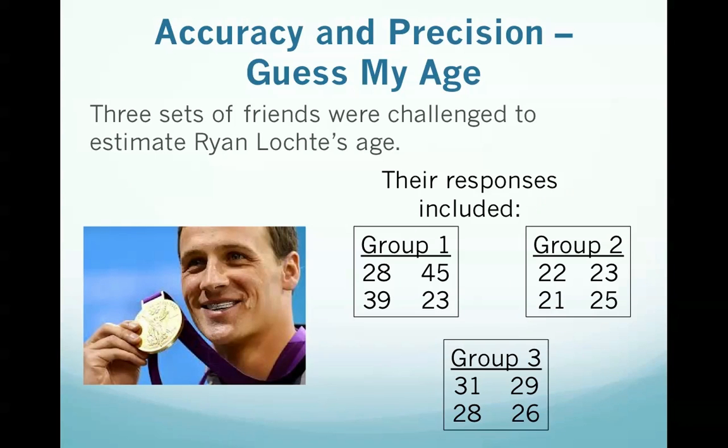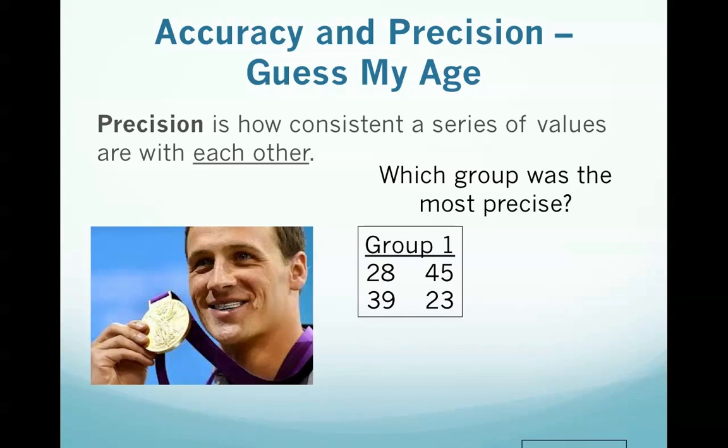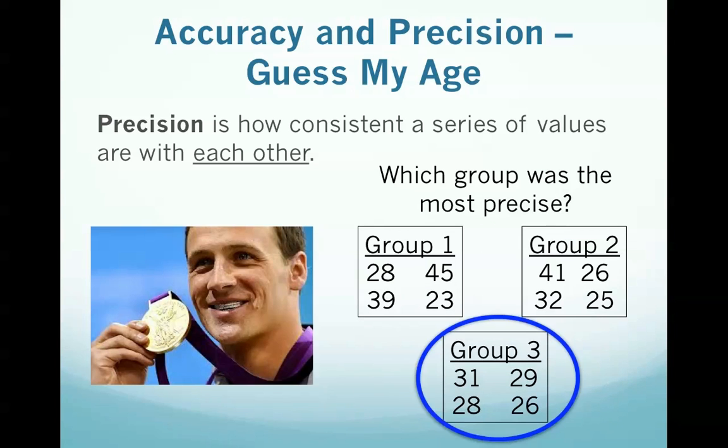In reference to precision, we asked 3 sets of friends to estimate Olympian Ryan Lochte's age, and you can see the 3 sets on your screen. Now, precision is how consistent a series of values are with each other. We're not actually concerned with the Olympian's actual age. So if we look at each of the groups, the most precise would be group 3. Those 4 values within group 3 are the closest to each other and considered most consistent.